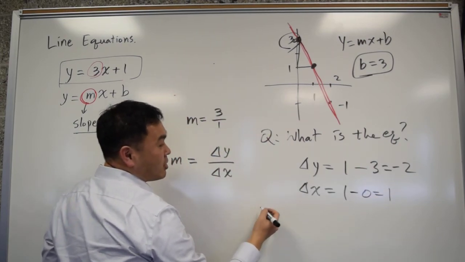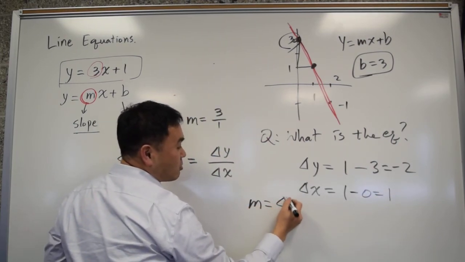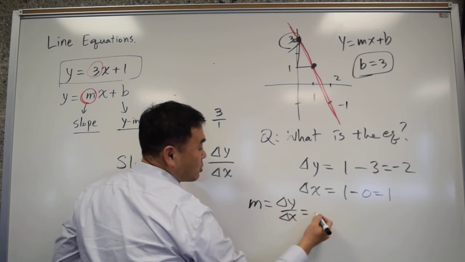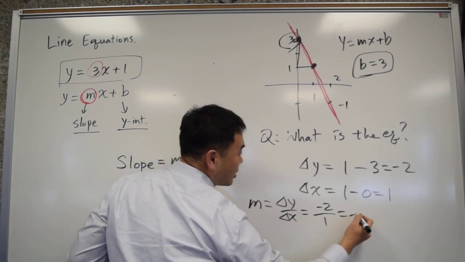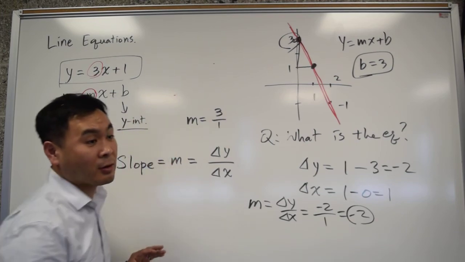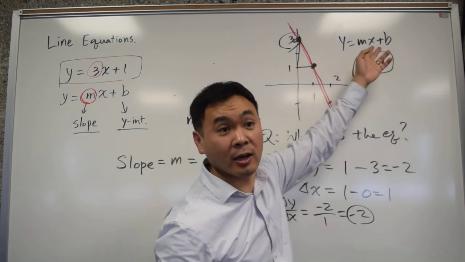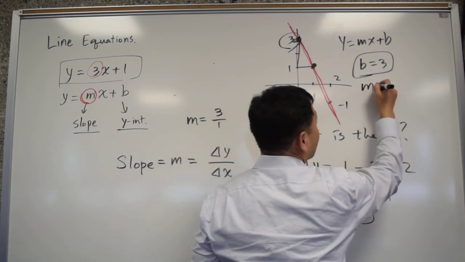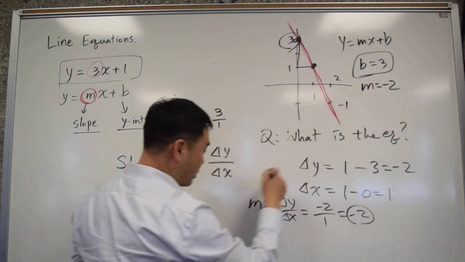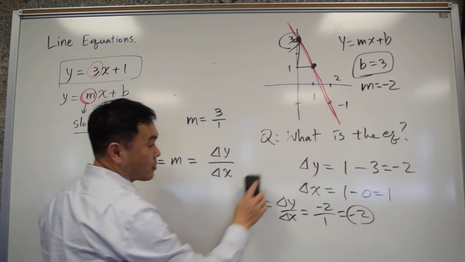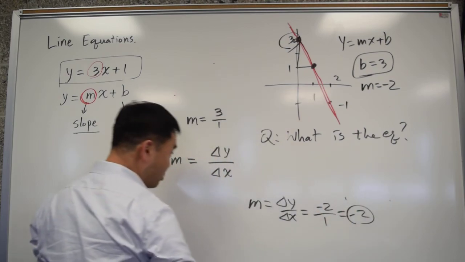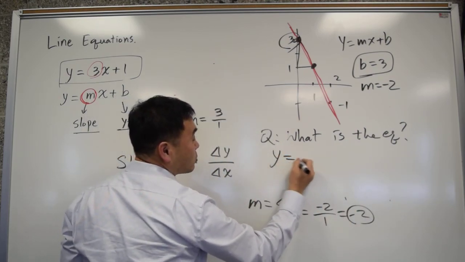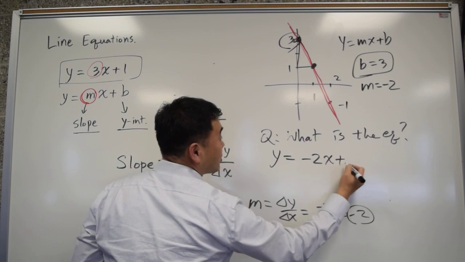And since you have these, now the slope is change of y over change of x, which is negative 2 over 1, and that's negative 2. What does that tell us? M or b? M equals negative 2. So what's the answer to this question? The answer would be y equals negative 2x plus 3.